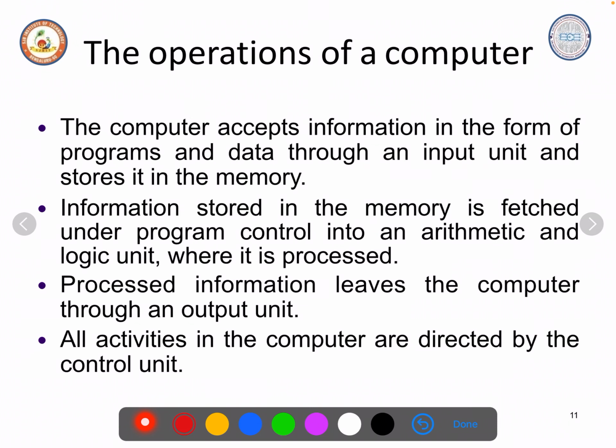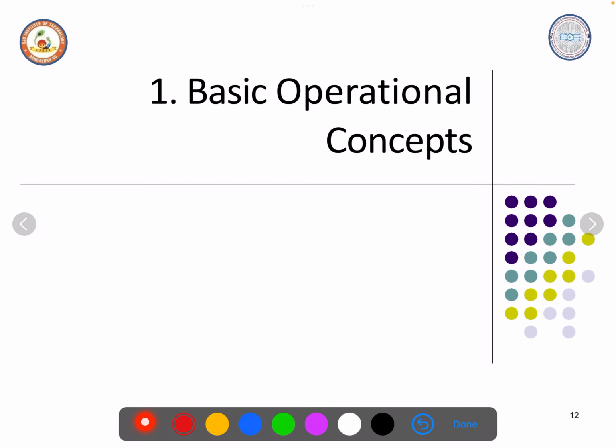So mainly, the operations of a computer include accepting the information in the form of program and data through an input unit, and storing that in the memory. Information stored in the memory is fetched under program control into the arithmetic and logic unit, where it will be processed. The processed information leaves the computer through an output unit. All these activities are directed by the control unit. This is about the functional units of a computer. Next we will look into the basic operational concepts.